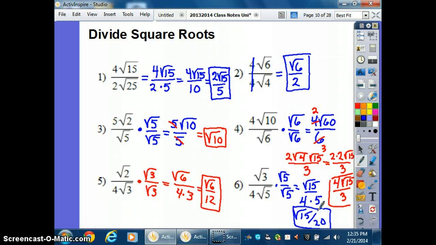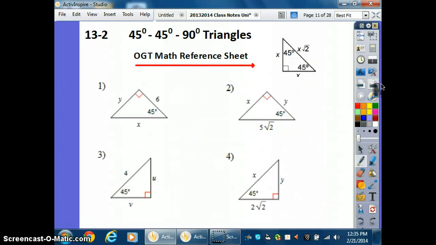Seem to be having a problem here. Let's see. Okay, and one more page. Now, the reason we've been doing this is because there are two famous triangles. One of them is called the 45-45-90, which we're going to look at right now. And then tomorrow we'll look at the 30-60-90.